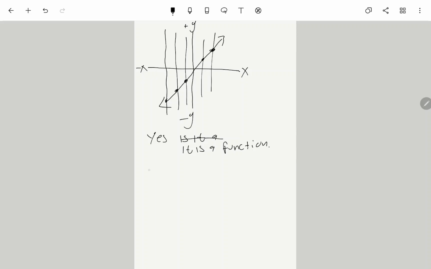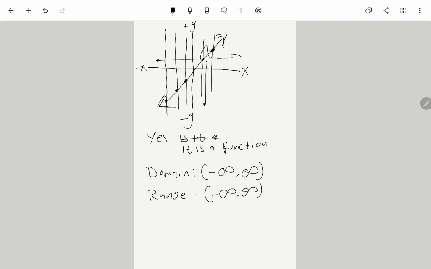And domain will be negative infinity to infinity. Why? Because it's arrows, so that means continuous. It never ends and never begins. And range is the same thing, negative infinity, comma, infinity. Remember, range is read down to up, and domain is read left to right.